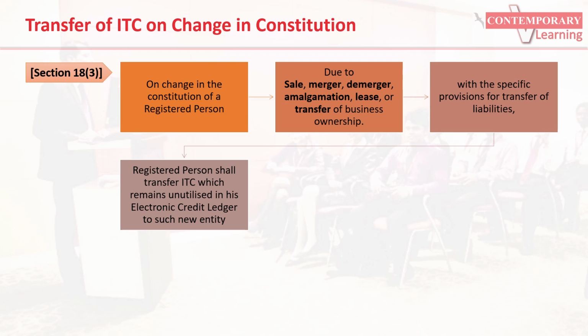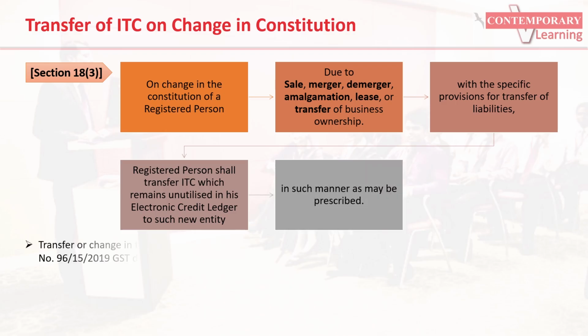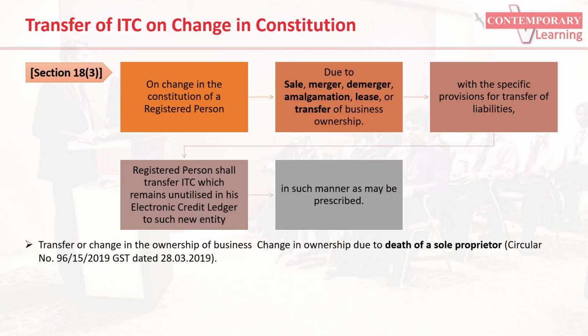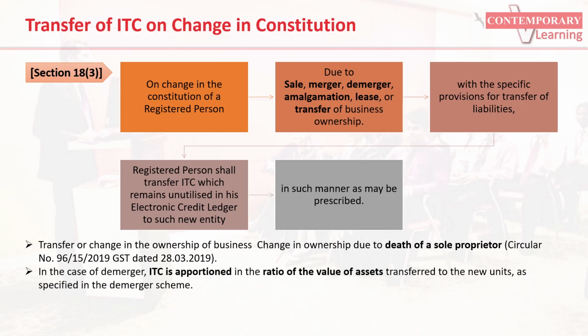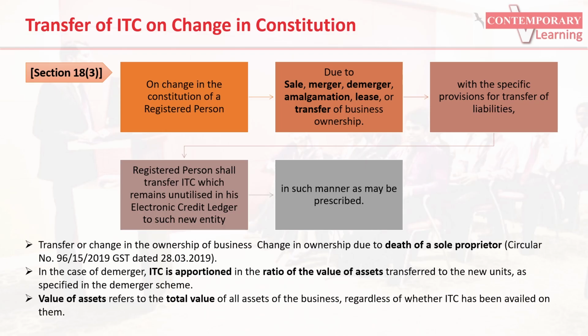This includes scenarios like change in ownership due to death of a sole proprietor. In demerger cases, ITC is apportioned in the ratio of asset values transferred to new units as specified in the demerger scheme. It's important to note that value of assets refers to total value of all business assets, regardless of whether ITC was availed on them.